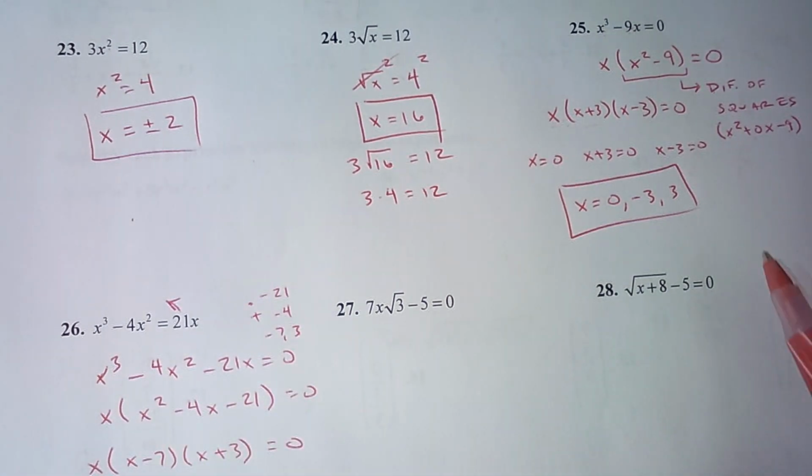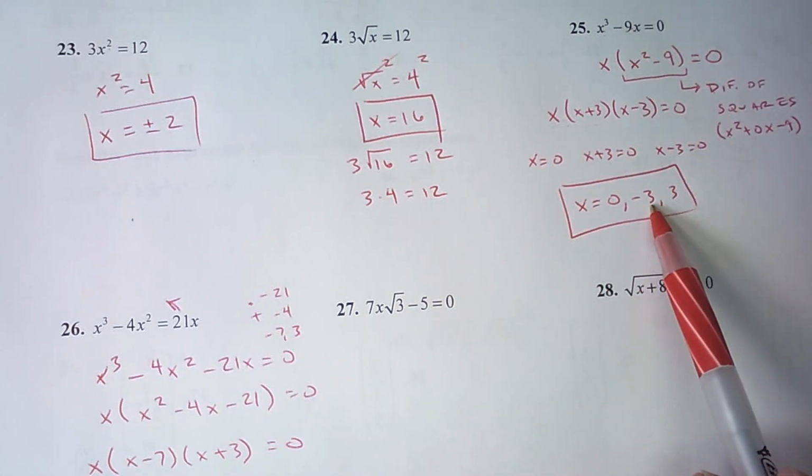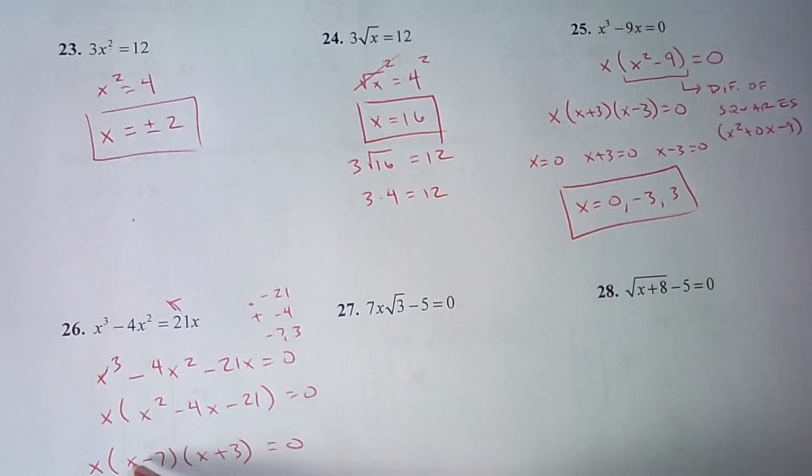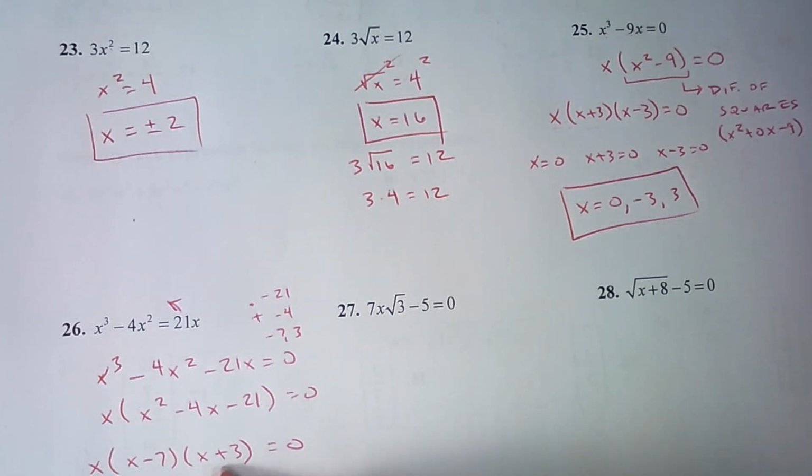Now, in the previous problem, we split that into three equations and wrote our answers. Let's just go right to our answers here. x equals 0. What value of x makes this equal 0? 7. What value of x makes this equal 0? Negative 3.